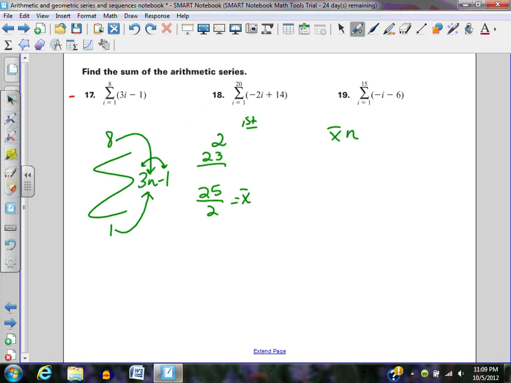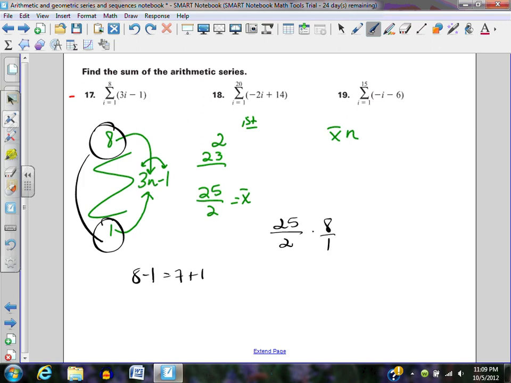And this is what you do every single time to figure out how many numbers there are. You take this upper index minus the lower index plus 1. 8 minus 1 is equal to 7, plus 1 is 8. So I'm going to take 25 over 2 times 8 over 1, and I'm going to cross reduce.